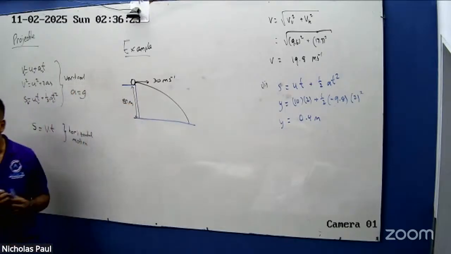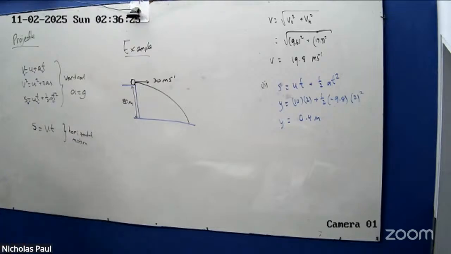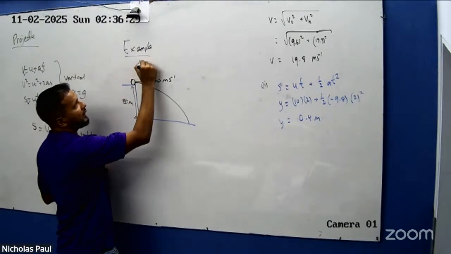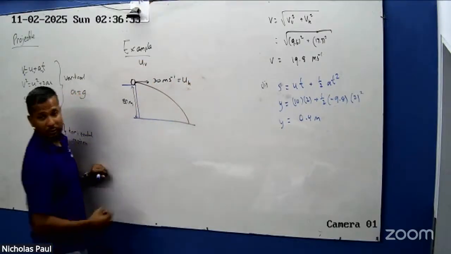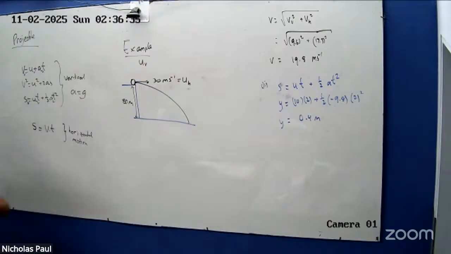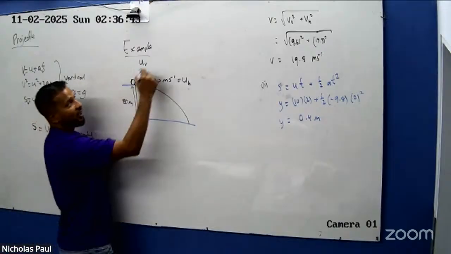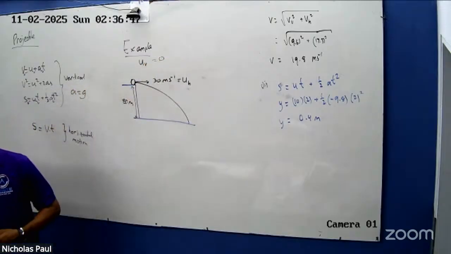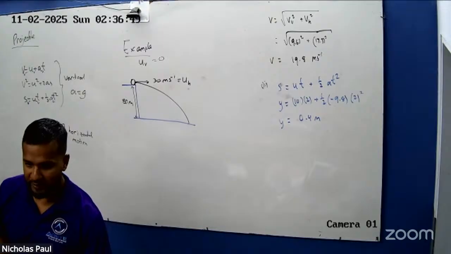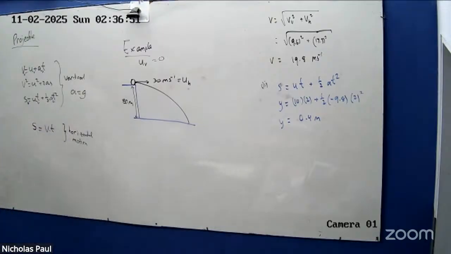So because it's moving horizontally, what can we say about the initial vertical component? If something is moving horizontally, what is the vertical component? 0. So the initial vertical component is 0. The rest should be easy. Try part 1 tomorrow.